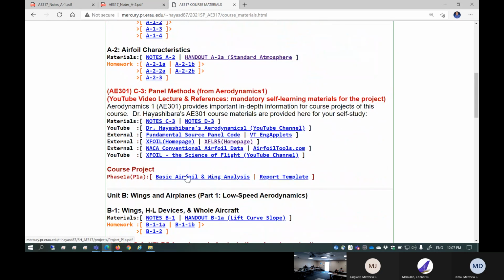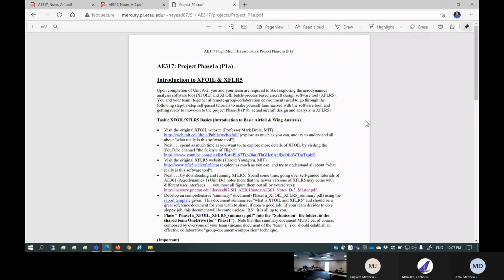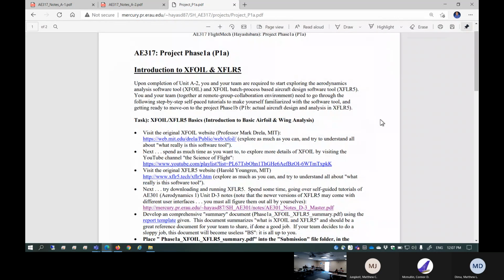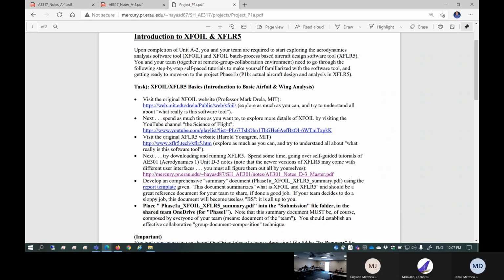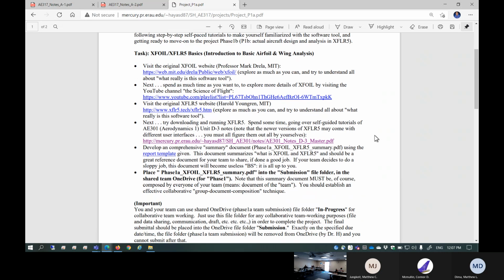Okay. So this is the documentation for project phase 1A. This phase is all about getting to know your software to begin with. That's it. Nothing much. You're going to be given lots of information here about the two software packages. One is Xfoil, the other one is Xprior 5. The software you use will be Xprior 5. Xfoil is a core component of Xprior 5 anyways, developed by the same person.